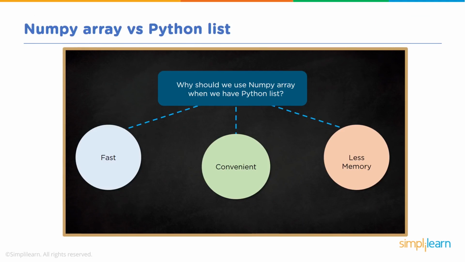So back to our NumPy array versus Python list, the Python list being the basic list in your Python. Why should we use a NumPy array when we have a Python list? Well, first, it's fast. The NumPy array has been optimized over years and years by multiple programmers, and it's usually very quick compared to the basic Python list setup. It's convenient, so it has a lot of functionality that's not in the basic Python list. And it also uses less memory, so it's optimized both for speed and memory use.